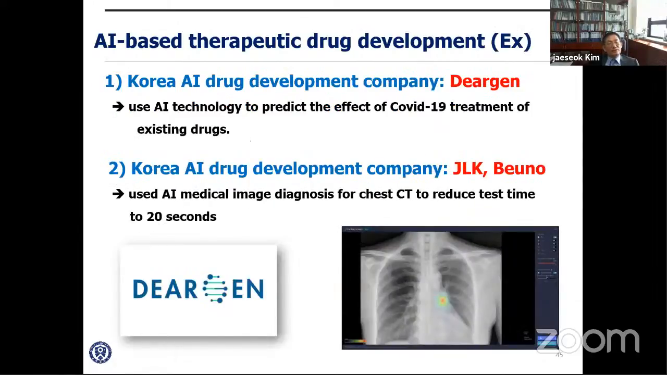Well, here are two examples. The first one is Diogen, which is a Korean AI drug development company. They use AI technology to predict the effectiveness of existing drugs for COVID treatment. Another company, JLK or BINUS, uses AI medical image diagnosis for chest CT to reduce the test time to 20 seconds.